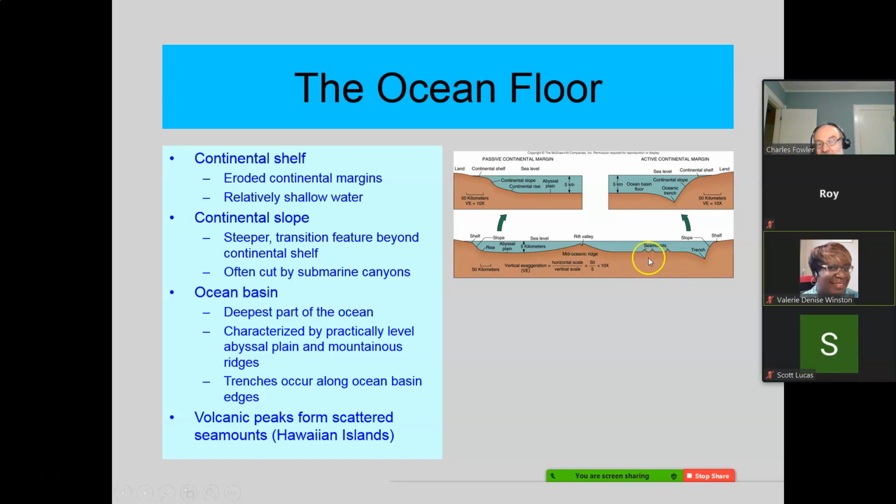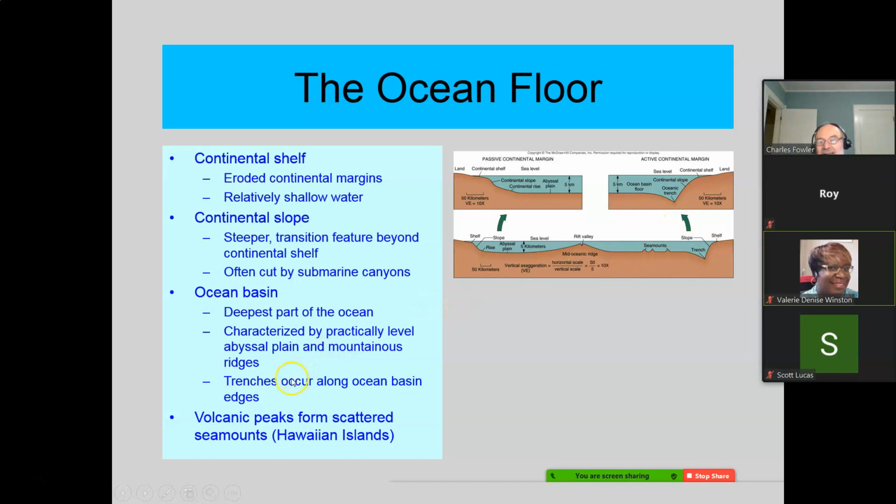Possibly folding or faulting of underwater basaltic layers in your oceanic crust. All the same things that happen on land could be happening down here. They're kind of muted because you've got a heavier overburden here, the ocean, rather than just air above land.